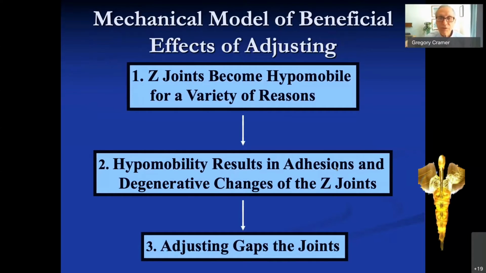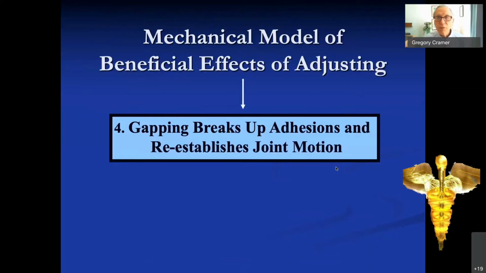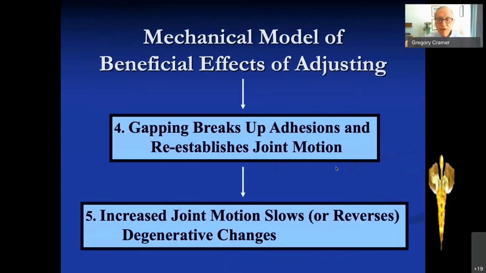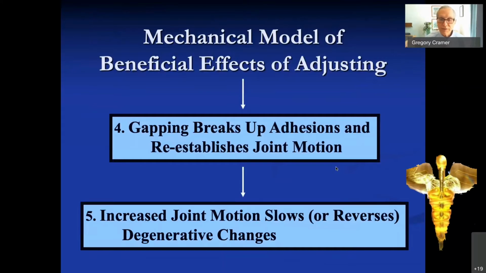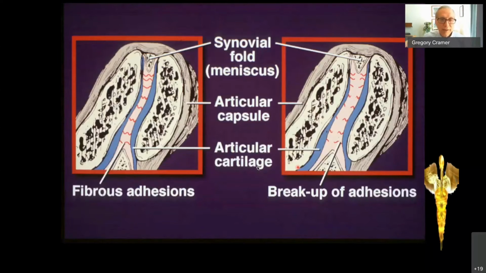So I'm going to spend the next 3 hours going, no, I'm not going to do that to you. But just very briefly, we'll talk about some of the work we've done. First we want to look at, does hypomobility result in adhesion formation in the Z joints? Nobody had ever really studied that. So we did this in a series of studies on rats.